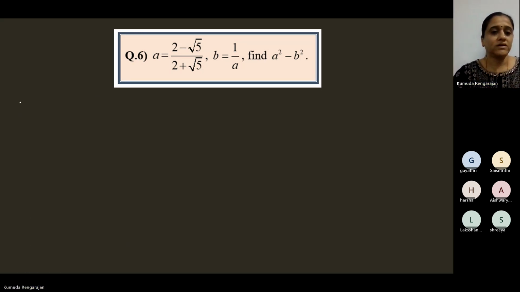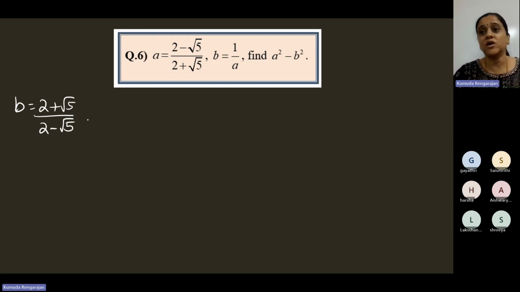What's B? B is the reciprocal of A. So B is equal to 2 plus root 5 by 2 minus root 5. Again, the denominator is irrational. So we have to rationalize the denominator using the conjugate, right? Yeah, now Siddesh, what's the numerator like?